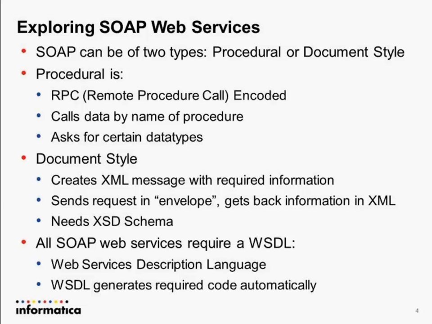So the difference between a document style and a procedural style web service at a high level is that with the document style, you need the XSD schema and you need the WSDL, whereas with a procedural web service, you would only need the WSDL. You don't need the XSD schema. So with a document-style web service, you need to create an XML message with all the required information. And that request gets sent within the SOAP envelope, and you get the information back also in XML. And of course, all SOAP web services do require a WSDL, which is known as the Web Services Description Language. And the main reason for this is because the WSDL generates whatever required code you need automatically.